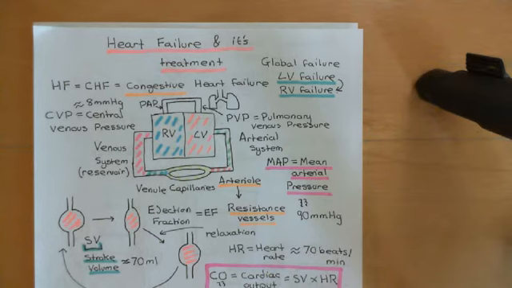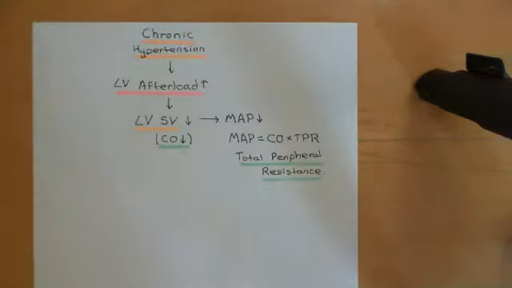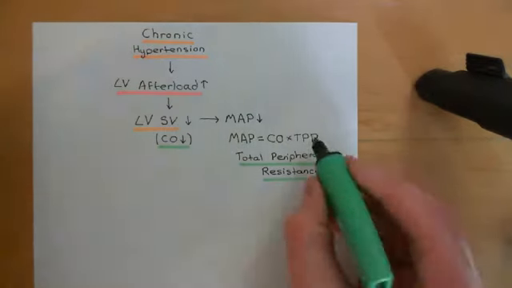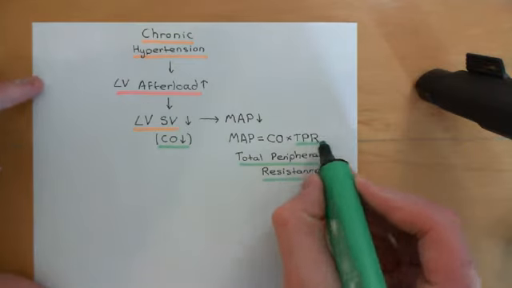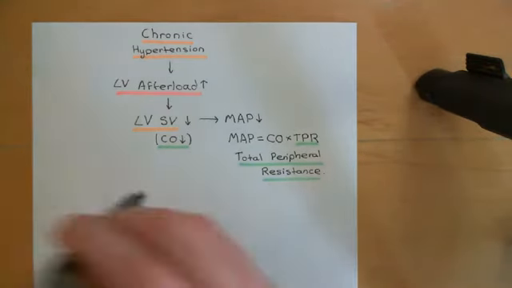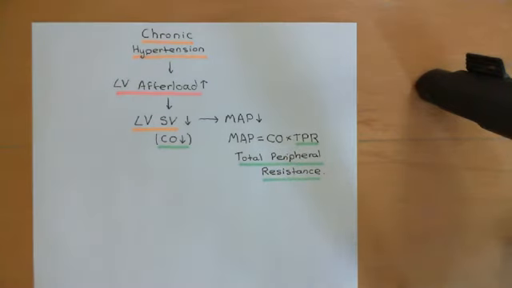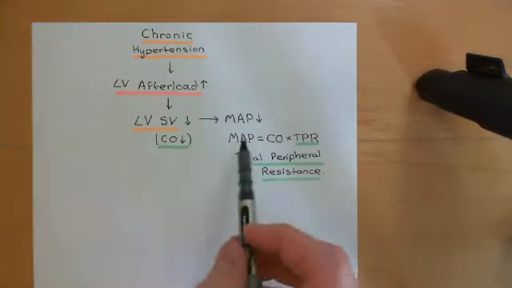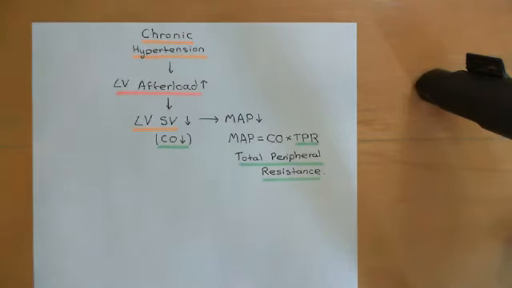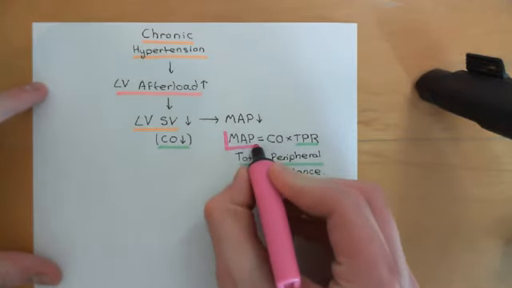Okay, so total peripheral resistance then is this concept that captures how easily it is for blood to move back from the arterial system to the venous system. Okay, so the higher total peripheral resistance is, the more difficult it is for blood to move back from the arterial system to the venous system. So as TPR increases, i.e. as it becomes more and more difficult for blood to leave the arterial system and go back to the venous system, then of course mean arterial pressure is also going to increase. Okay, so that's a very important formula that we will continually be coming back to.